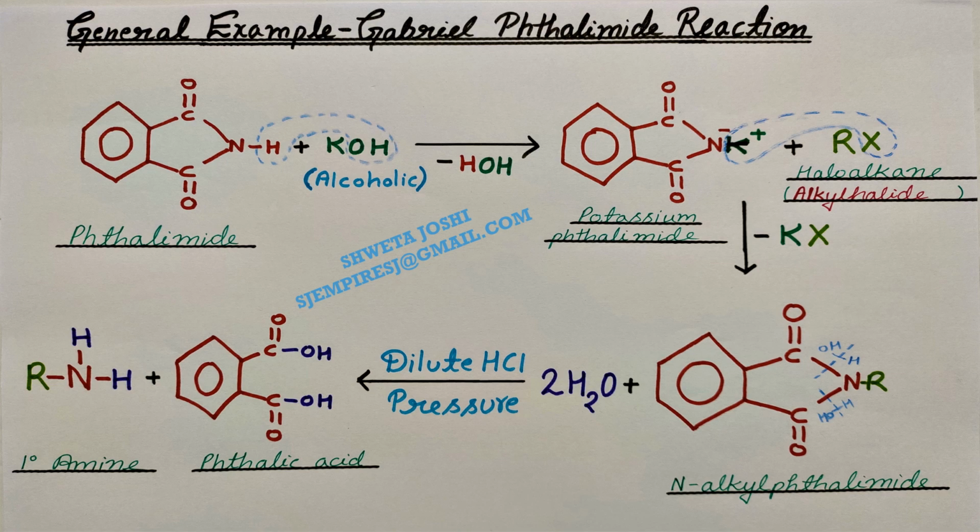After reaction, N-alkyl phthalimide is formed. This N-alkyl phthalimide is then reacted with 2 moles of water in the presence of dilute HCl and pressure is applied. After reaction, phthalic acid and 1 degree amine, that is primary amine, is obtained.